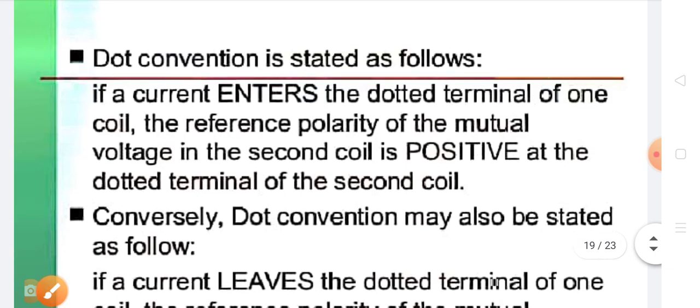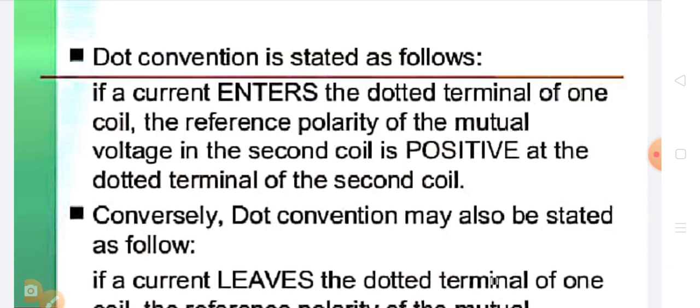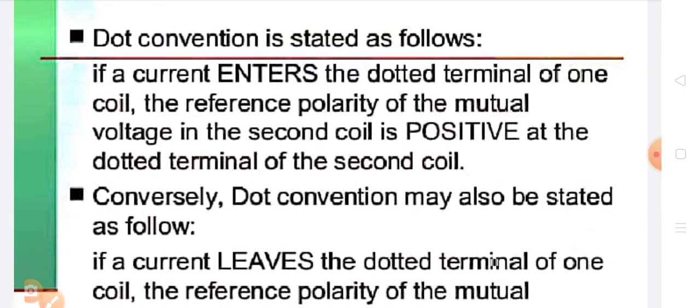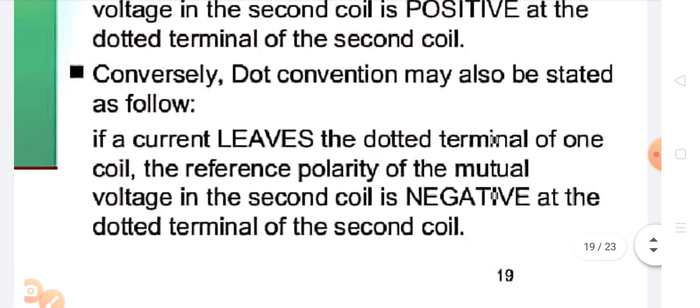So how can we take the mutual inductance value? Whenever the two currents are entering at the two dot points, that is, the two dots are entering and the two currents are in the same direction, you can take the mutual inductance as positive. Or if the two currents are in the same direction and the two dots are in the leaving condition, you can take the mutual inductance as positive. Conversely, if one is leaving and one is entering and the current direction is also opposite, you can take it as a negative value.